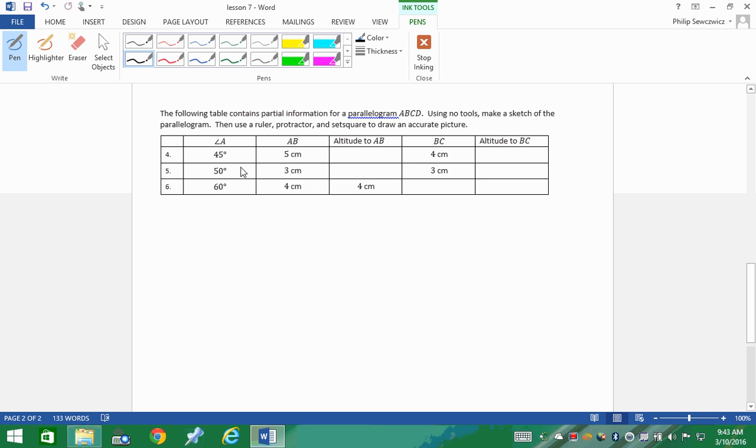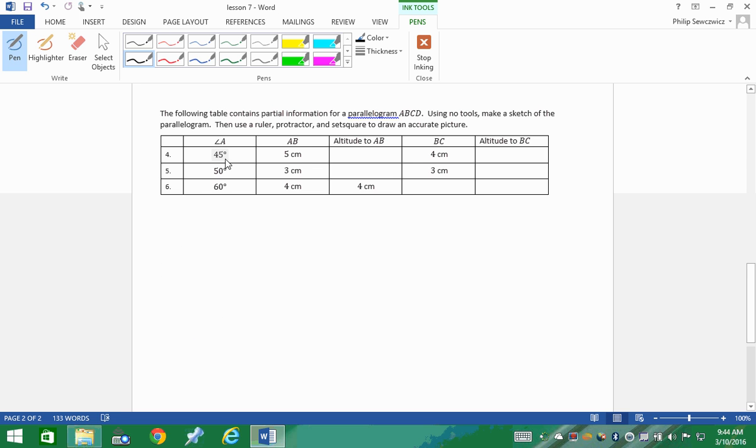All right, everyone, we're drawing our parallelograms here. What we're going to do is have three separate pictures. They are asking us, with no tools, to make a sketch of the parallelogram. Then actually use your ruler and your protractor to draw an accurate one. So we're going to work on the page here, do it one at a time, and hopefully improve upon it.